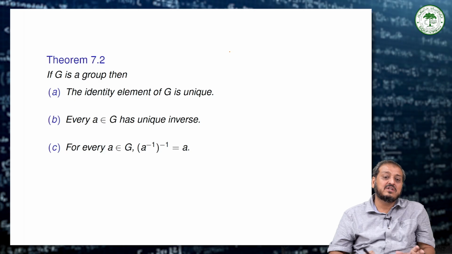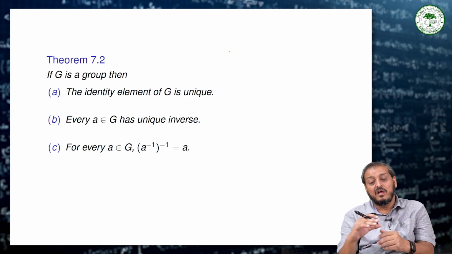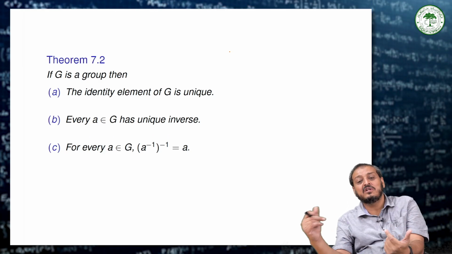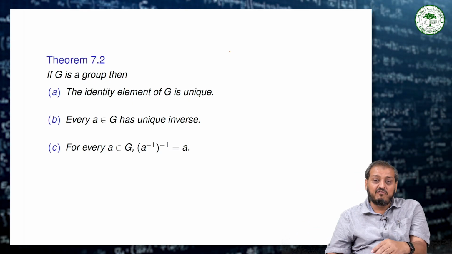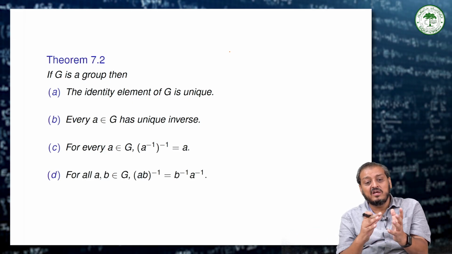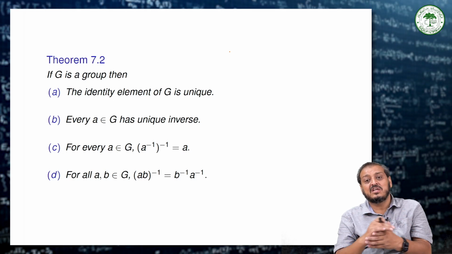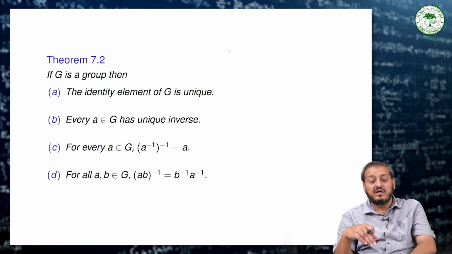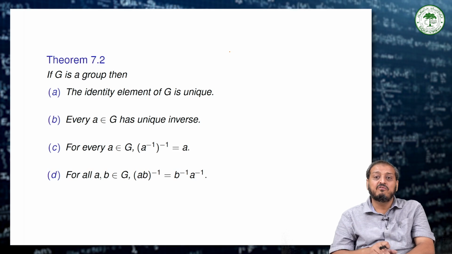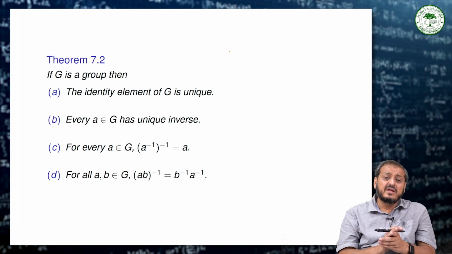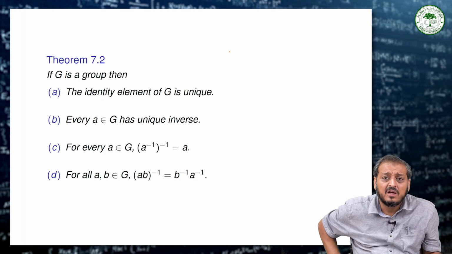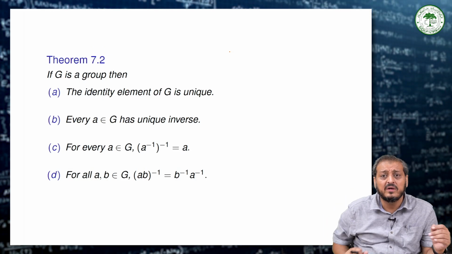Then, for every element A, the inverse of A inverse gives the element itself. And then, for all A and B that are elements of G, the inverse of AB is the same as B inverse and A inverse. So we have to prove all these four one by one.